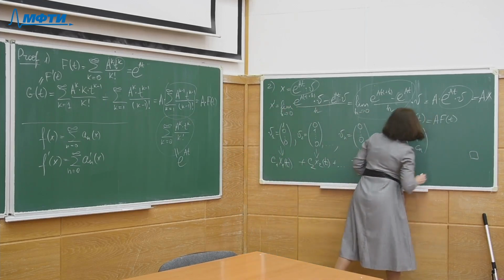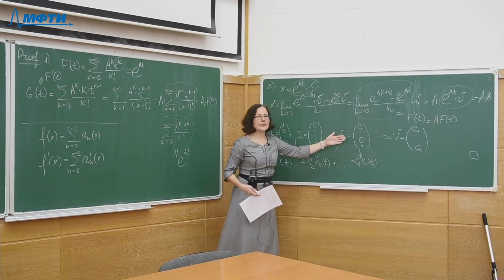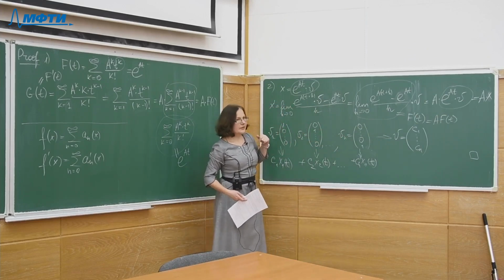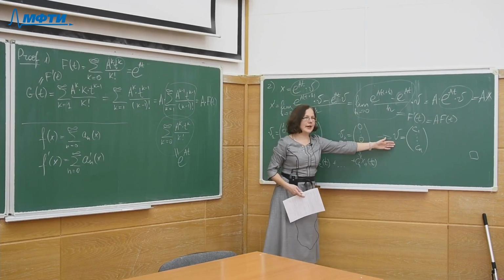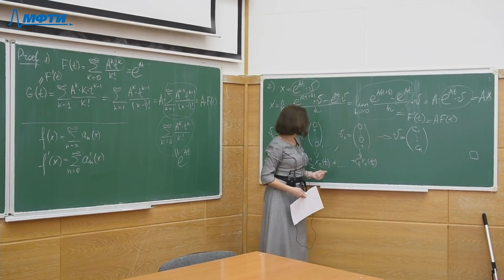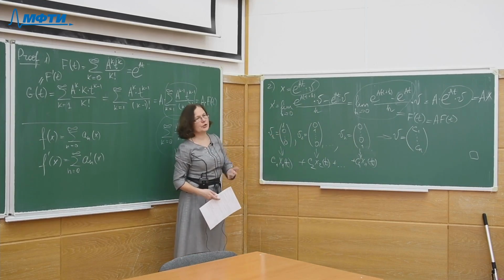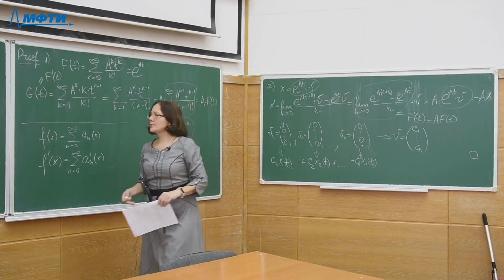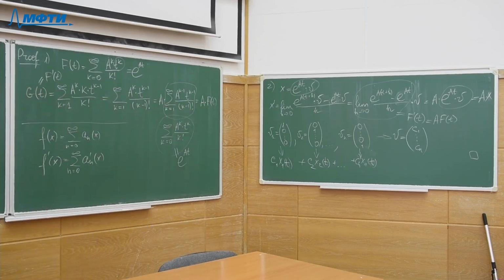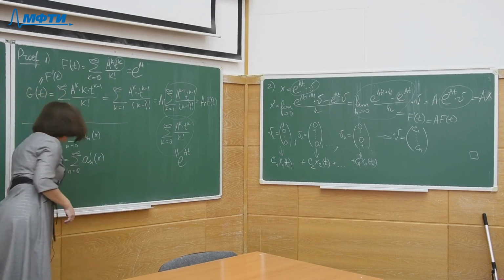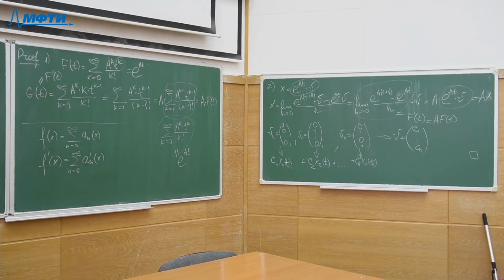So they form the standard basis in R^n, and so any vector can be obtained as their linear combination, right? And the linear combination of solutions will give us the general solution of our differential equation. So this is proved. Now we will go further. Let's make a remark.